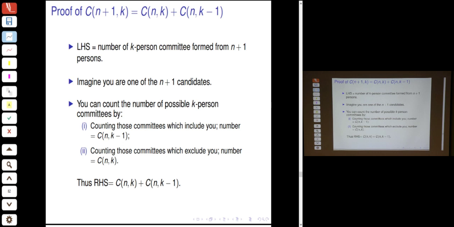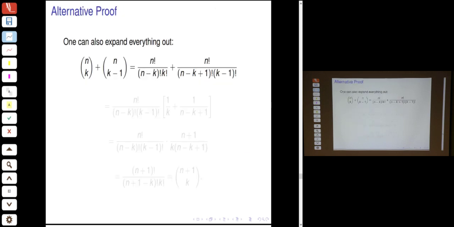We are counting the same thing, just using a different method. So therefore, the equality holds. So this is one argument. Now the other argument is, okay, I don't like to think too much. I just want to compute.